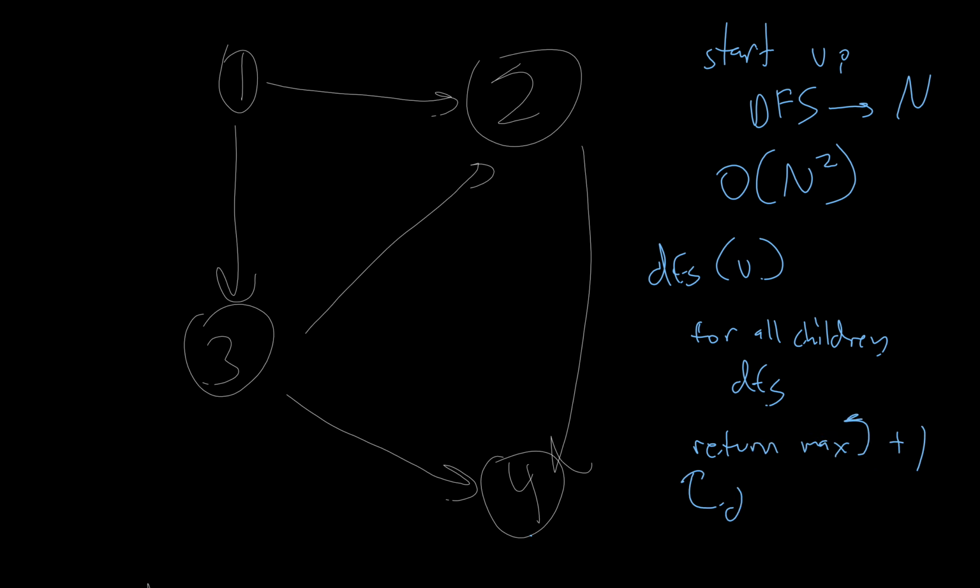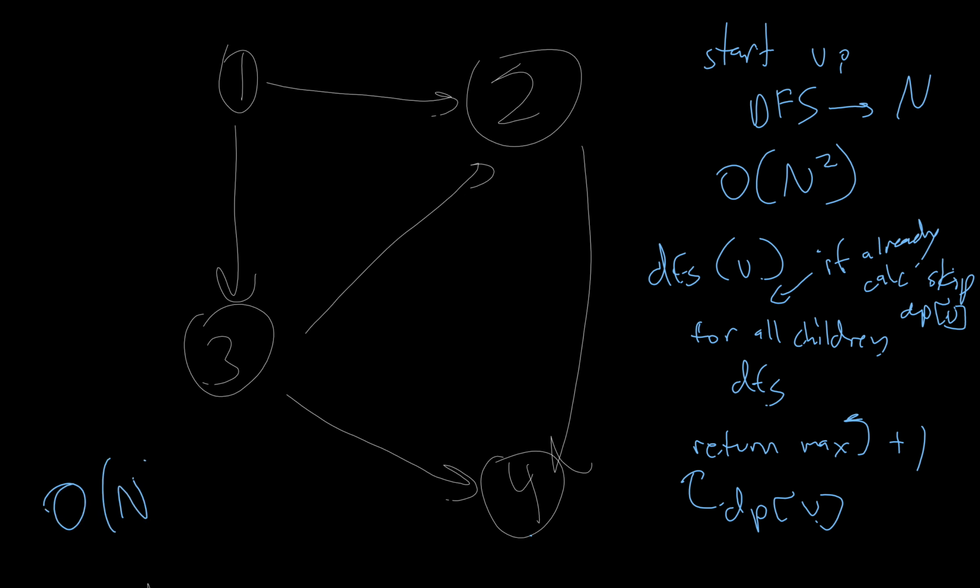But now all we do is store this in a DP for v, and all we do here is check if it's already been calculated in DP. If you already calculated it, then you just return DP, okay? So all this means is that you only have to calculate this value once. You just have to run this function once. You only set a value once for each node. So now it's O of n.